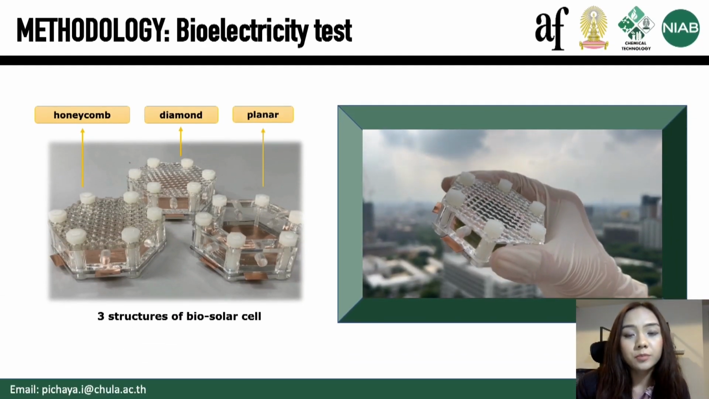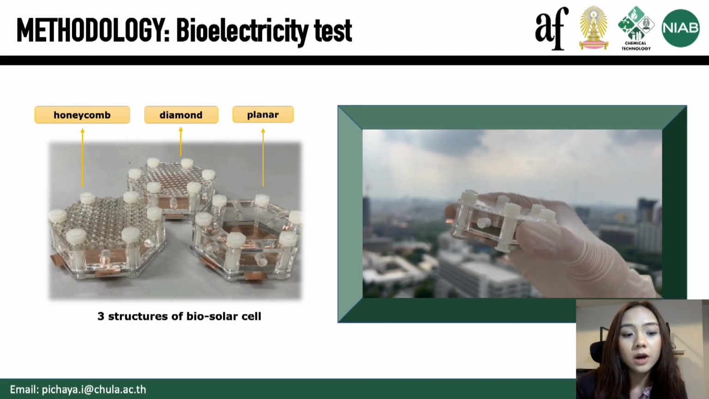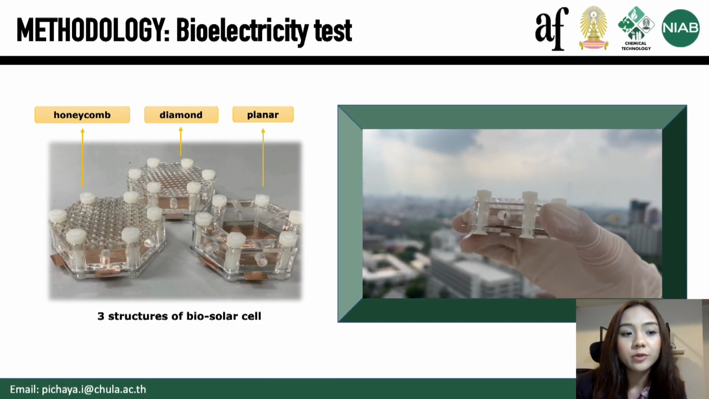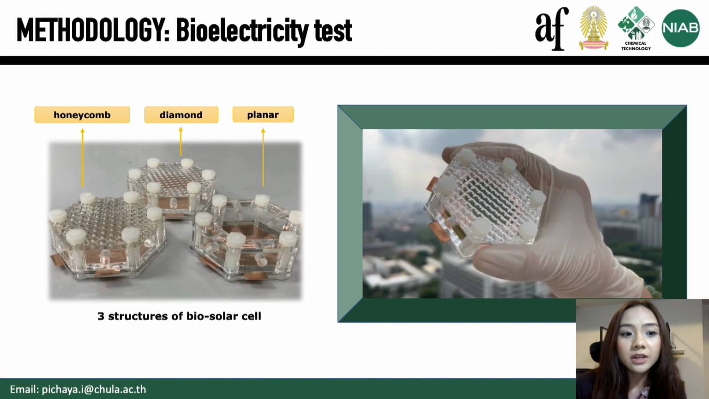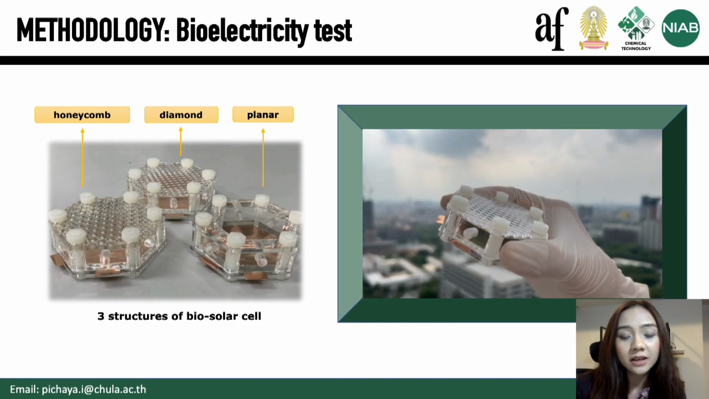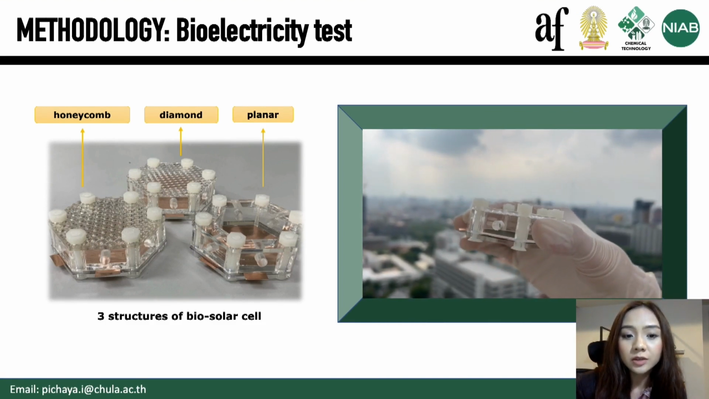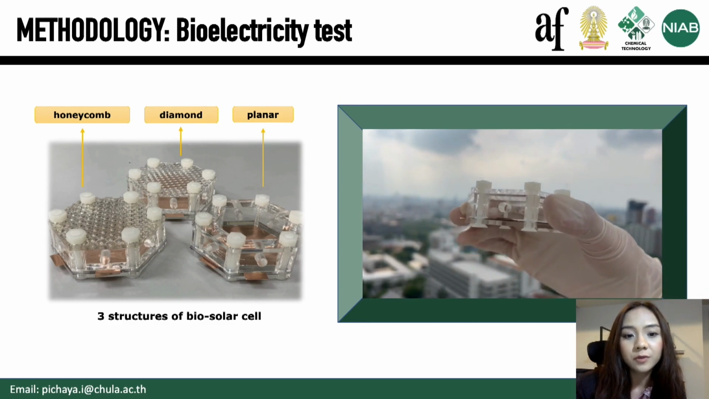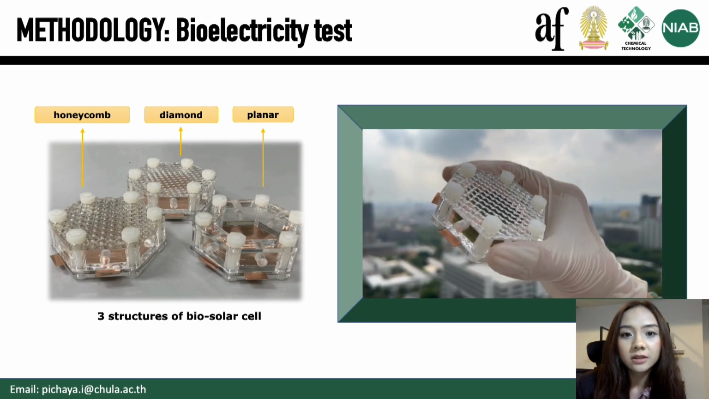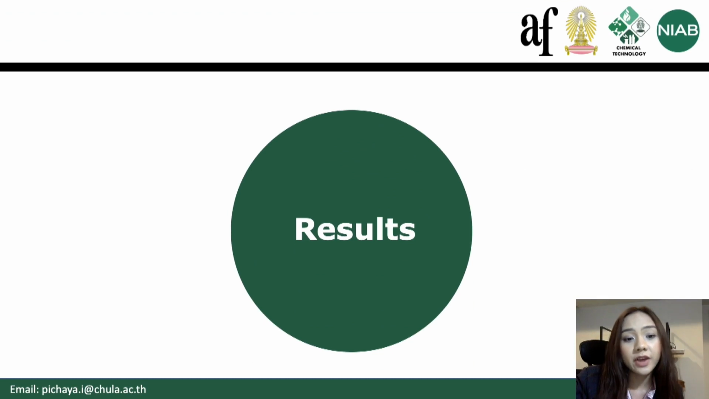Here are the prototypes of our algal biosolar cells with 3 different structures: honeycomb, diamond, and planar. We also have a little video clip for you to see in 3D. Let's carry on with the results.